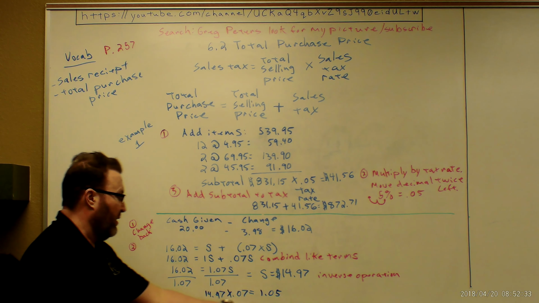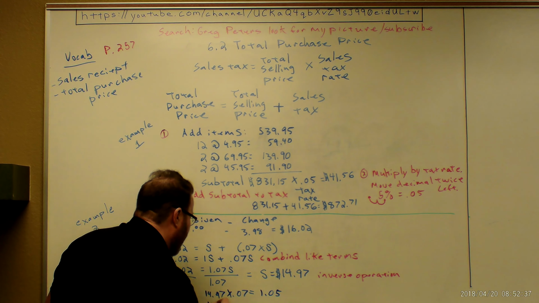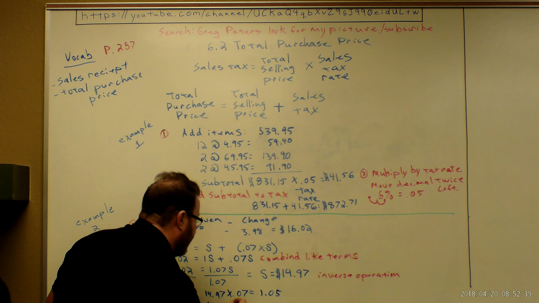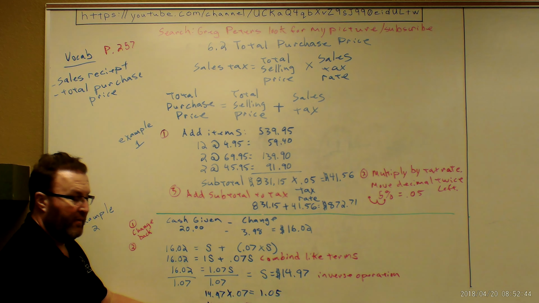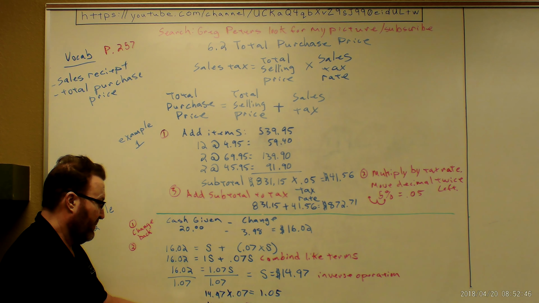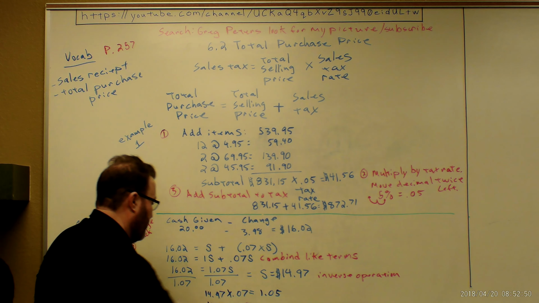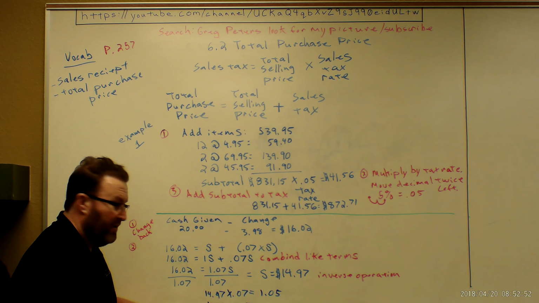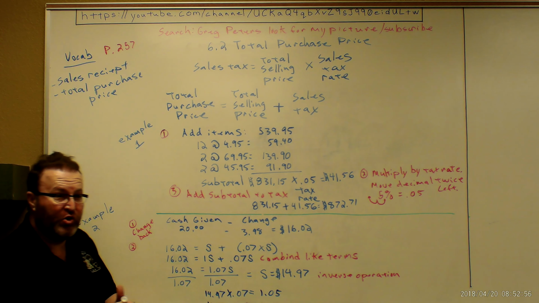Now watch this. How do we finish this problem knowing this? We take the $14.97, right? And we add it to the sales tax. Tell me what that is. $15 only? Should I try one more time? 16. Oh. You see it?